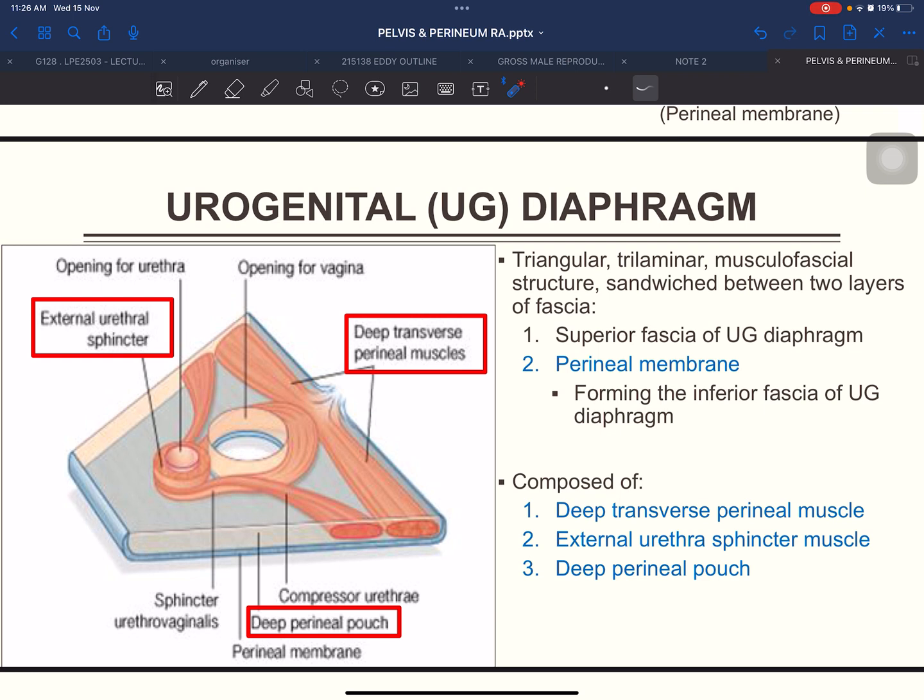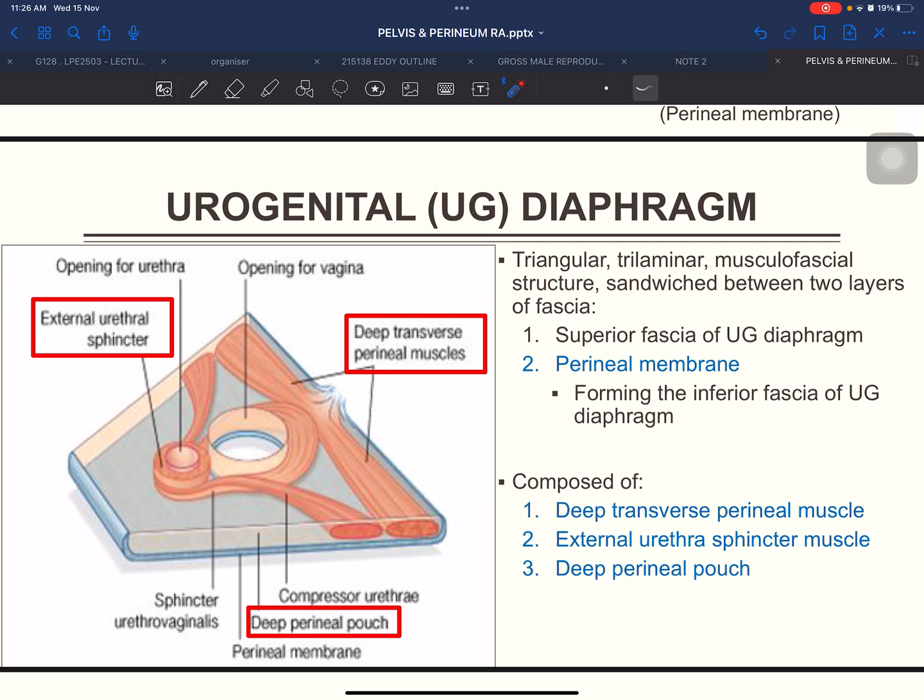These are the muscles: the deep transverse perineal muscle and the external urethral sphincter. I hope you remember the external urethral sphincter during urination. It is one of the contents of the deep perineal pouch and also of the urogenital diaphragm. The deep perineal pouch is also one of the components of the urogenital diaphragm. So the urogenital diaphragm is composed of the two muscles and the deep perineal pouch.